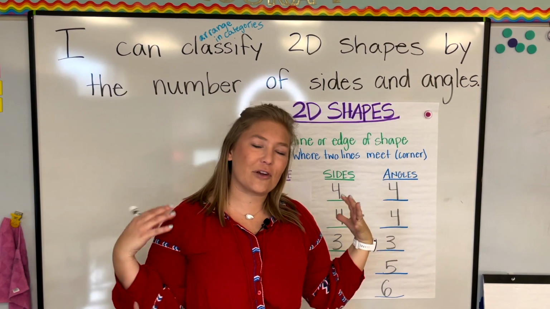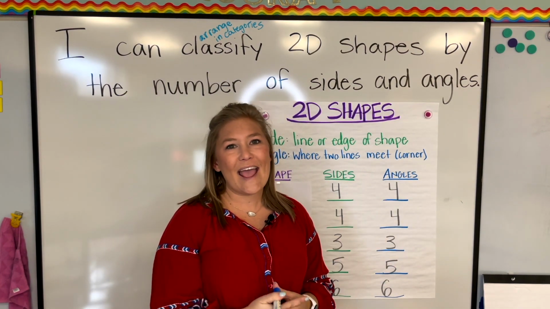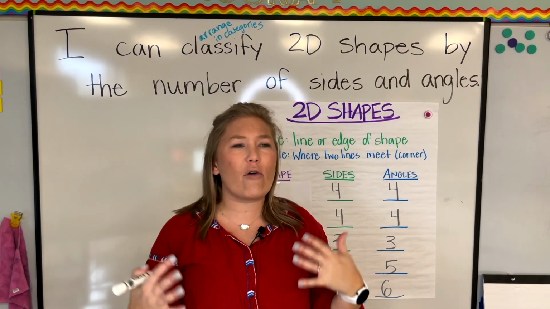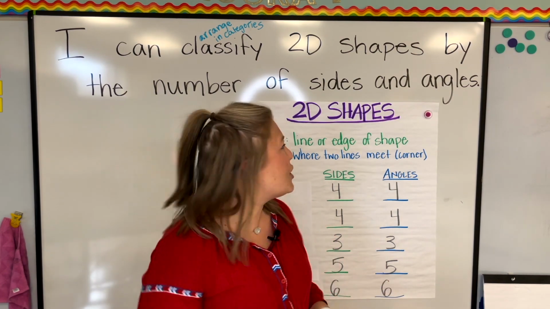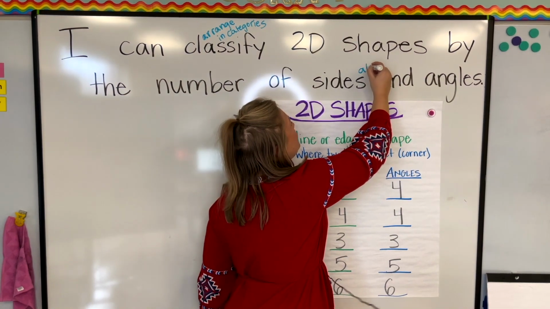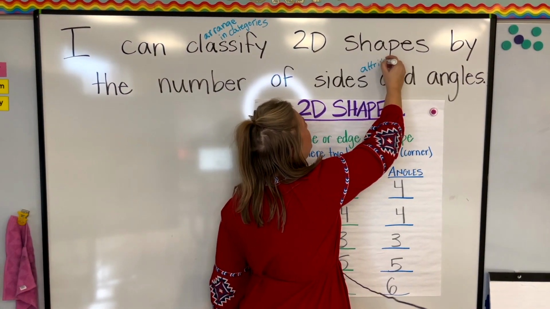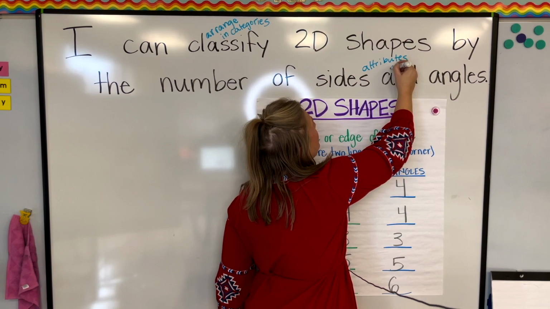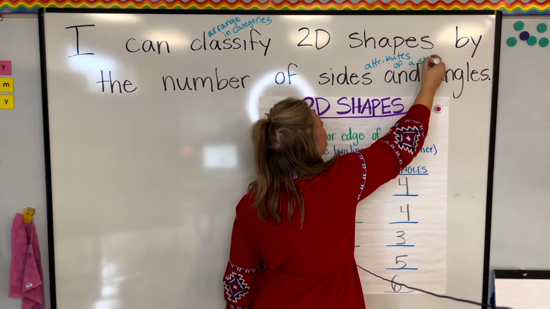And sides and angles are exactly what we're going to be talking about today. They're attributes of shapes and a way we sort them, if you will. So sides and angles are attributes of a shape.